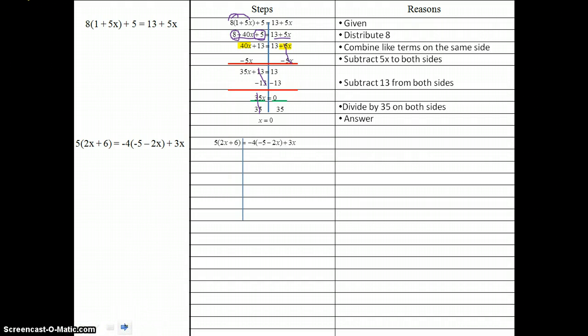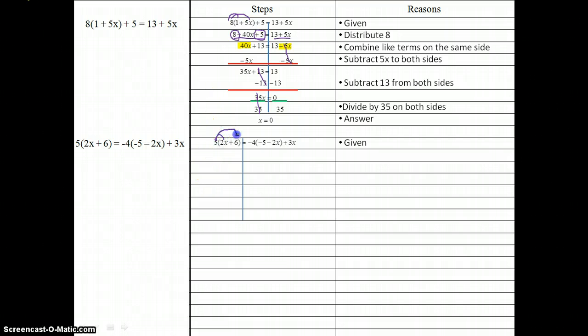The next question we have is 5 parentheses 2x plus 6 close parentheses equals -4 parentheses -5 minus 2x close parentheses plus 3x. So that is our given. Now, the first thing on our reference sheet said, are there parentheses? Yeah, there are two sets. So we're going to distribute on both sets.